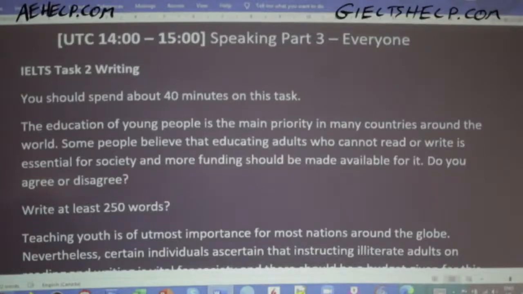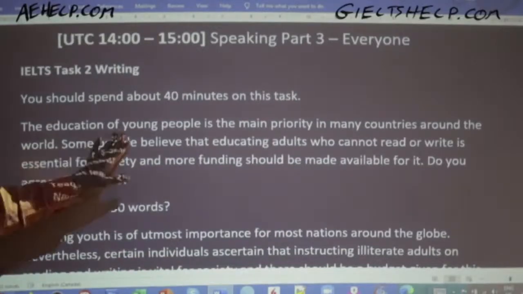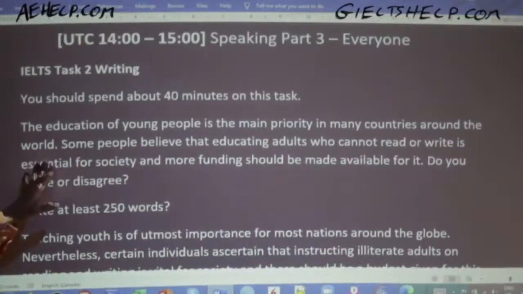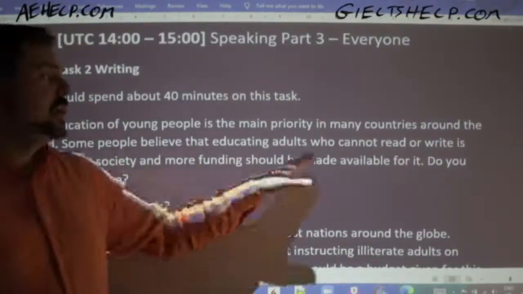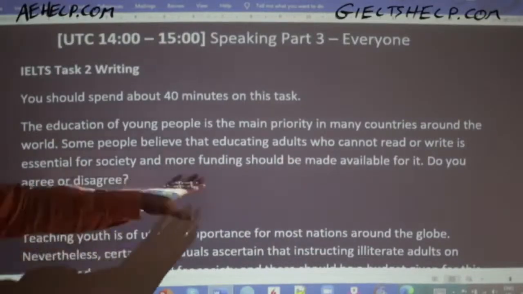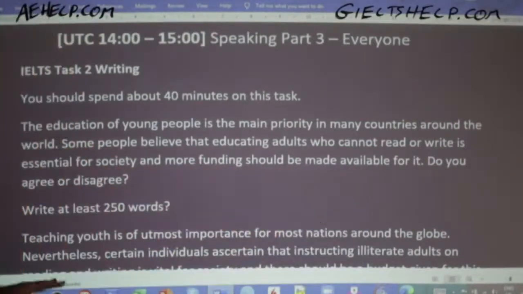Okay. All right. So here we go. Here's the question. So IELTS task 2 writing. You should spend about 40 minutes on this task. The education of young people is the main priority in many countries around the world. Some people believe that educating adults who cannot read or write is essential for society and more funding should be made available for it. Do you agree or disagree? Write at least 250 words.